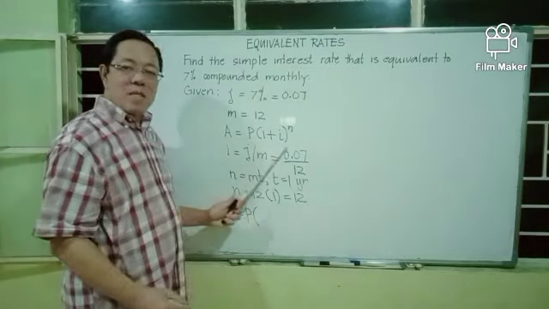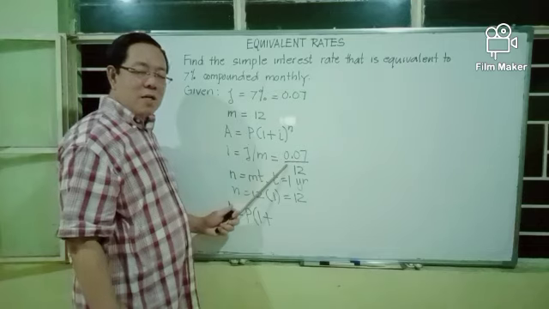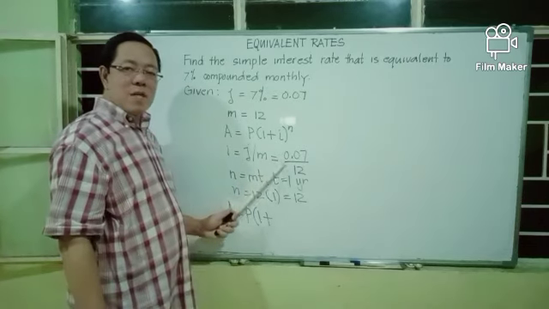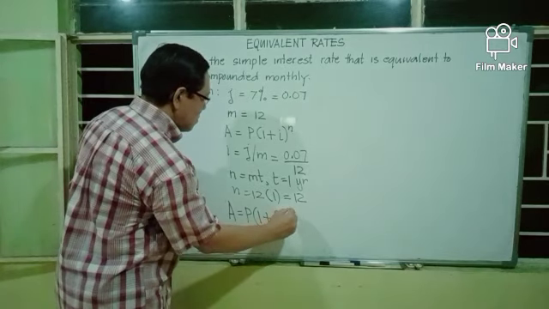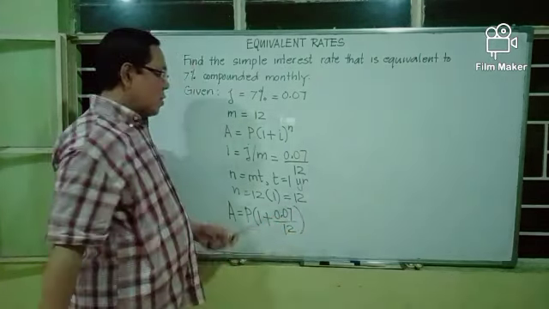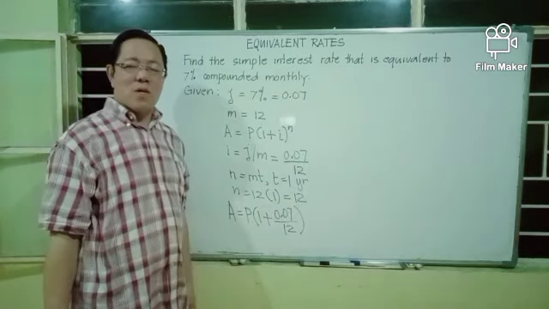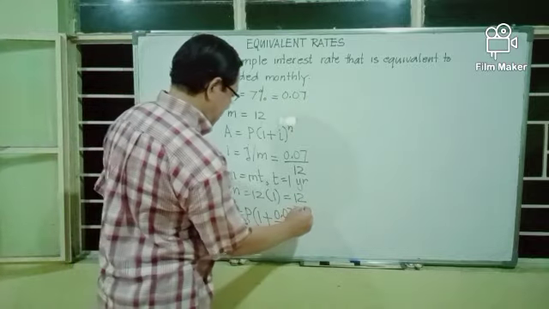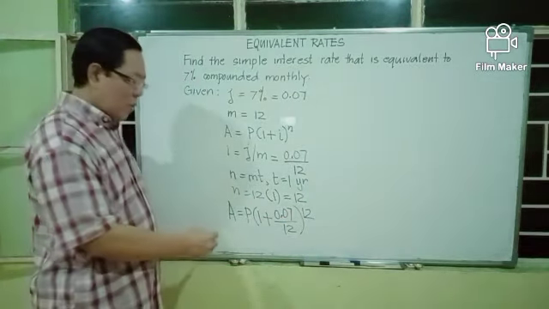So the accumulated value A is equal to P multiplied by 1 plus I, where I is J over M, 0.07 divided by 12, to the power N, N is 12, for T equals 1 year. And let's call this equation 1.